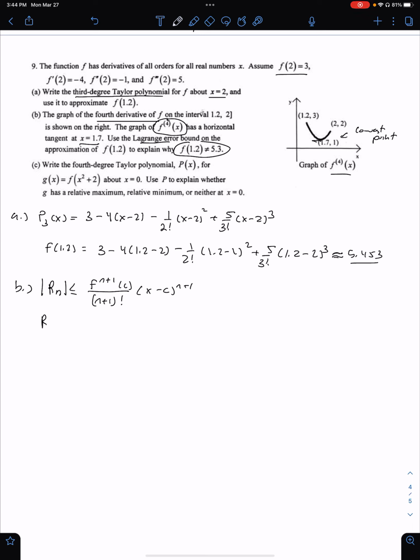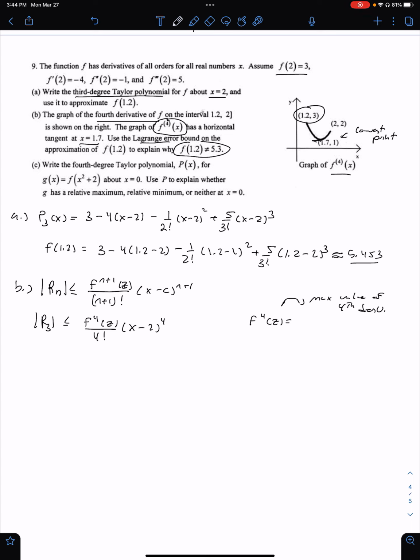So we're looking for the error in the third, which has to be less than the maximum possible value of, that should be a z, of our fourth derivative over 4 factorial times x minus c, and c here is 2, so 2 to the fourth. So what we need to do is find the maximum value of our fourth derivative. That's what this is. The maximum value of the fourth derivative right here. And to get that, we just look at our graph.